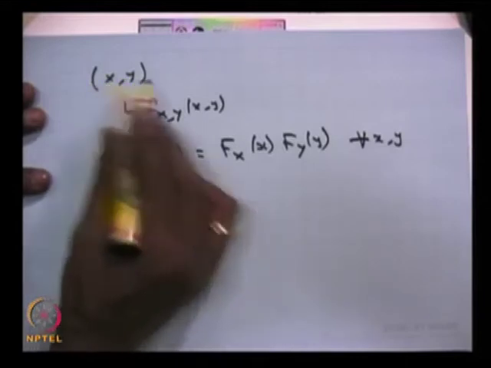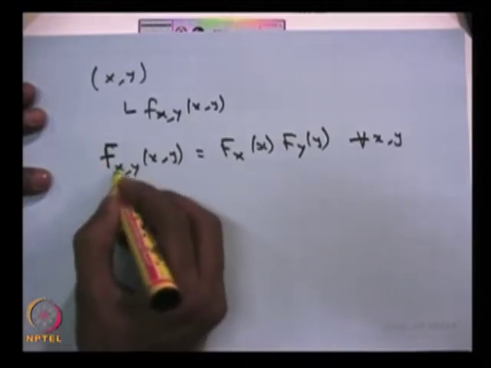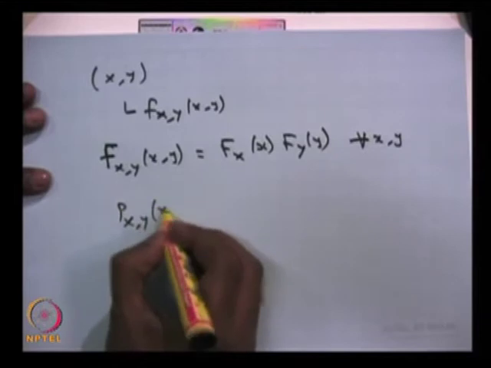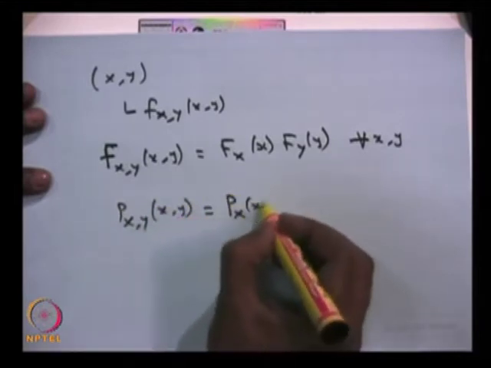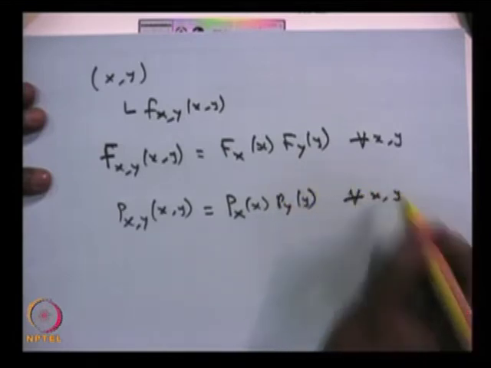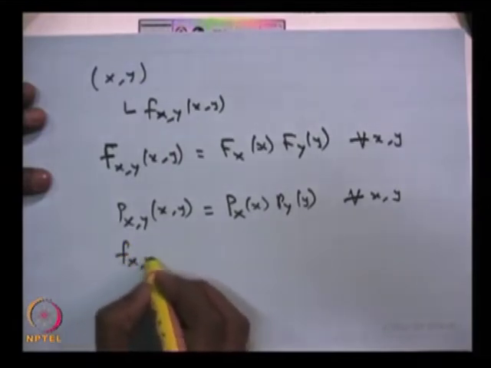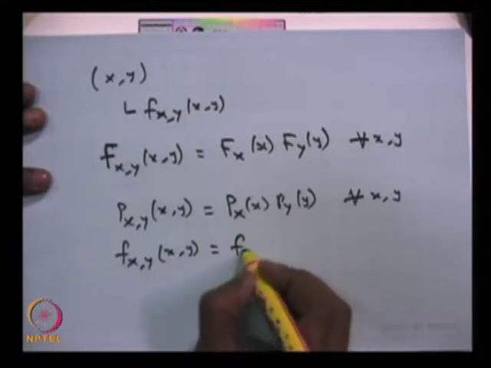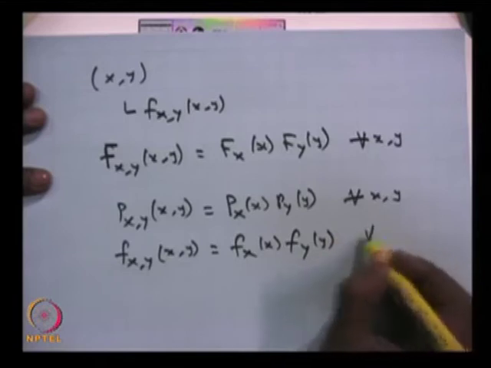Suppose both the random variables are discrete, then you can come down from the CDF to the joint probability mass function. The joint probability mass function you can write as the product of the individual probability mass functions for all x comma y. If both the random variables are continuous, then you have a joint probability density function. The same joint probability density function will be the product of the individual probability density functions.